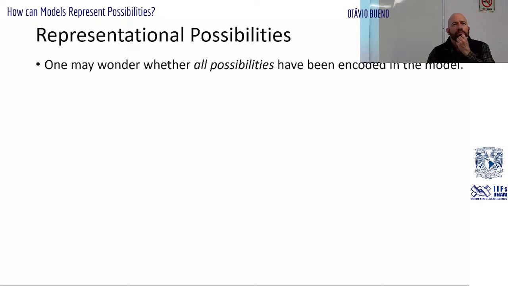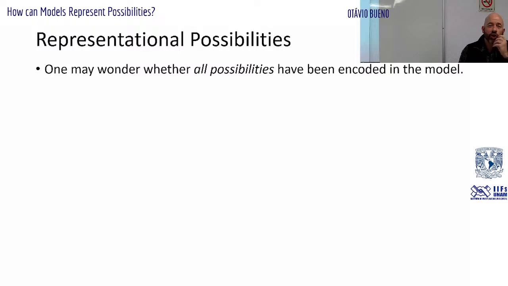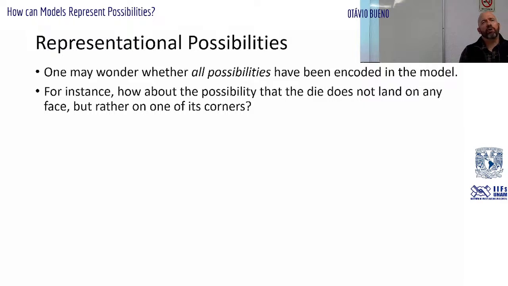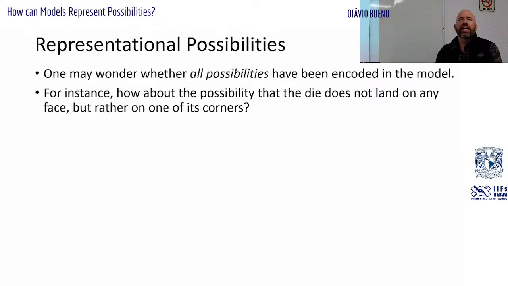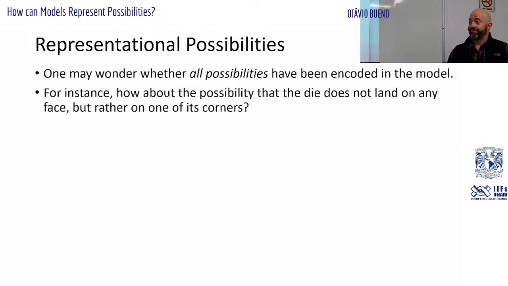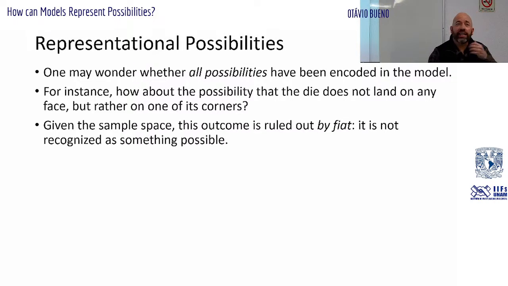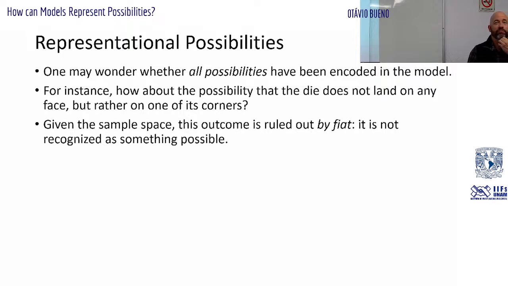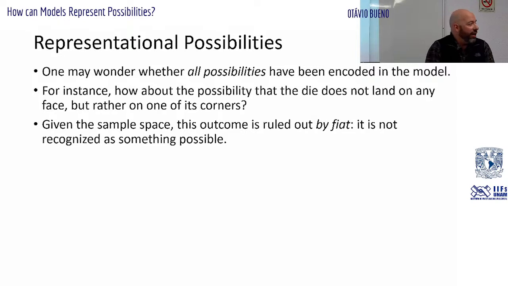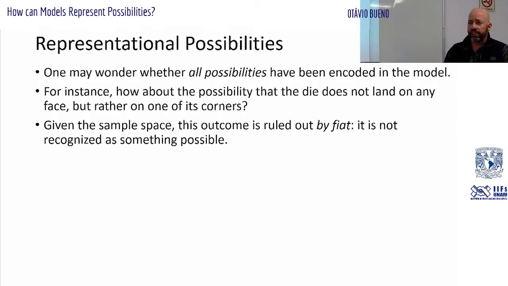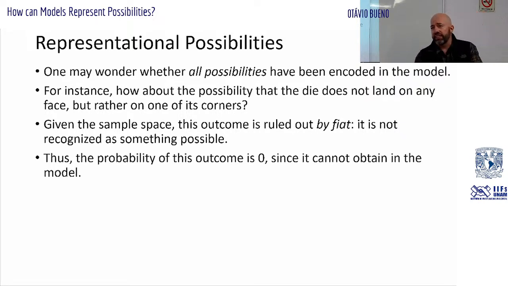But then you may wonder whether in fact all possibilities have indeed been encoded in the model. For example, how about the possibility that the die lands not on a face, but on one of its corners? Sure, very unlikely. But given the sample space, this outcome is just ruled out by fiat. It's not recognized as something possible. It's not even in the model. And that's one way of saying that from the point of view of the model, this is not a possibility. The probability of this outcome will be 0.